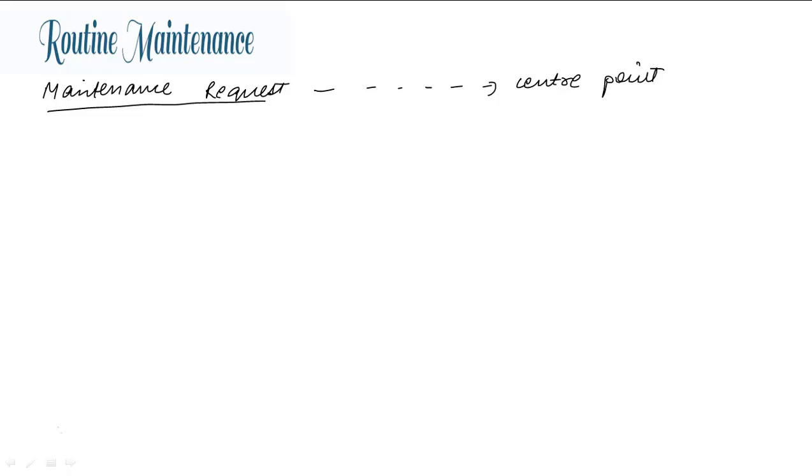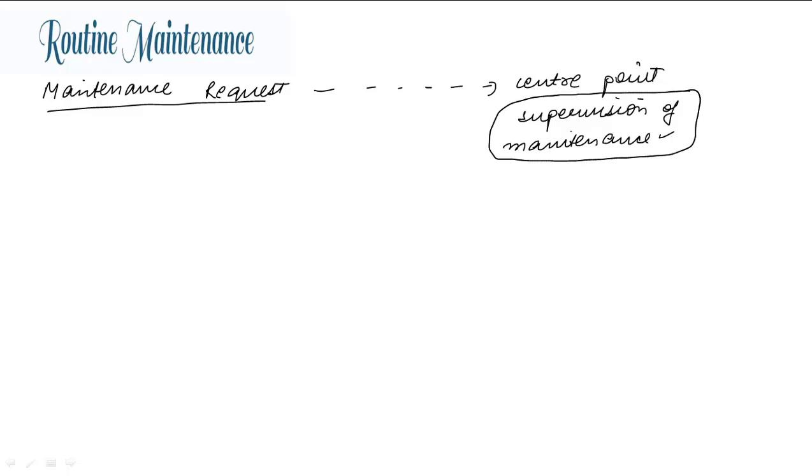After that, you have maintained onto the center point, but without the supervision of the maintenance department, nothing shall be carried on. Because if the supervision of the maintenance department is not there, then it will lead to the wastage of resources. If you are required to do a particular inspection, the supervision of the maintenance department is necessary.